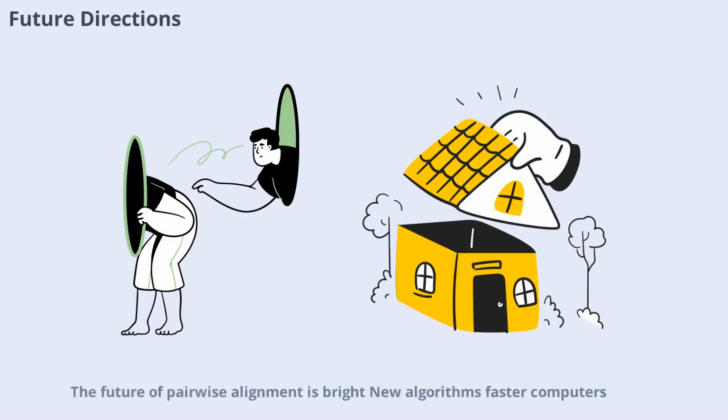The future of pairwise alignment is bright. New algorithms, faster computers, and better scoring systems are making alignments more accurate and accessible. Integration with machine learning and artificial intelligence promises to unlock even deeper insights from sequence data in the years ahead.